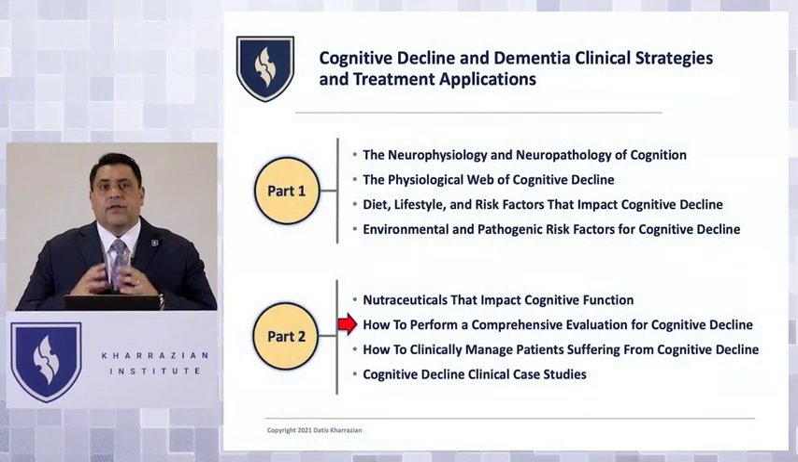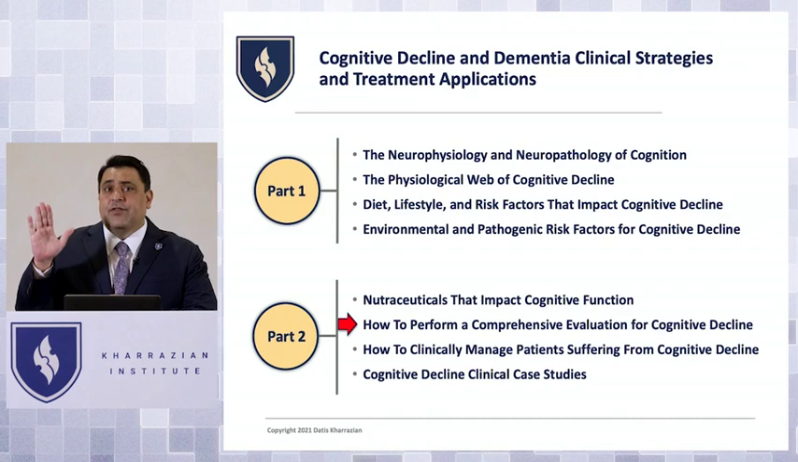Okay, so now let me go through where we are. We've gone through all the different reviews of the neurophysiology, the physiological web, the lifestyle factors, dietary factors, environmental pathogenic factors, and nutraceuticals. And now, how do we evaluate a patient with cognitive decline? So in this section, I've done a couple things. I made a checklist of things you have to get out of your evaluation when you work with a patient with cognitive decline, which we'll go through step by step.